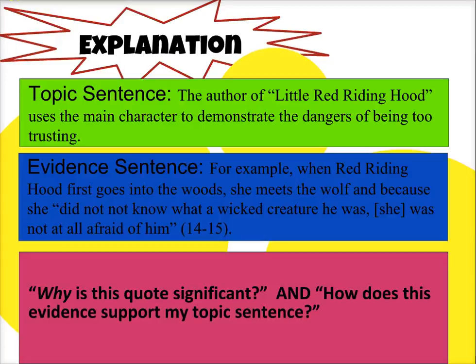Let's take a look at our examples from our last video where we talked about creating our evidence sentences, so that you can see how this works. So the topic sentence was, the author of Little Red Riding Hood uses the main character to demonstrate the dangers of being too trusting. For example, when Red Riding Hood first goes into the woods, she meets the wolf, and because she did not know what a wicked creature he was, she was not at all afraid of him.